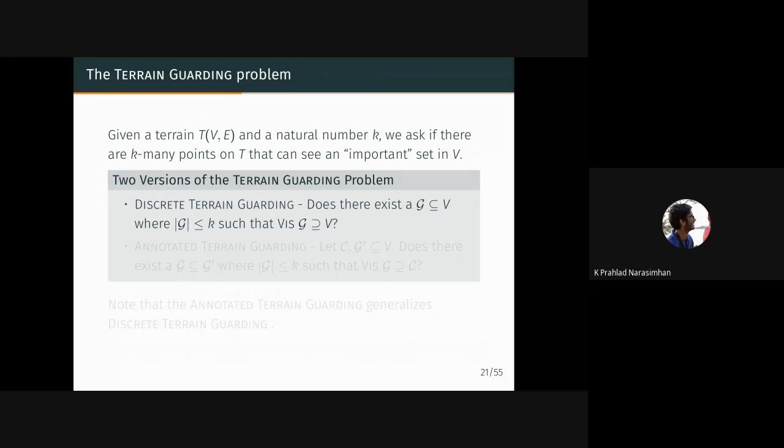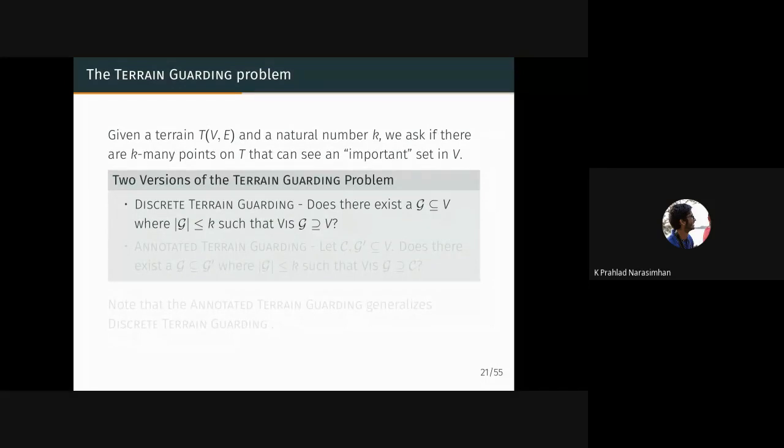I've only defined two. The first version is called discrete terrain guarding, and this is fairly simple. Does there exist a subset G of V of size at most k such that G sees all of V? That is the question. So I'll let you take that in.